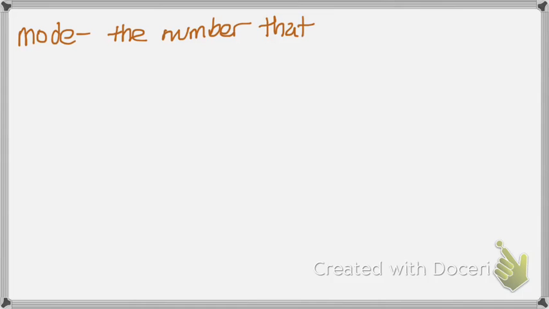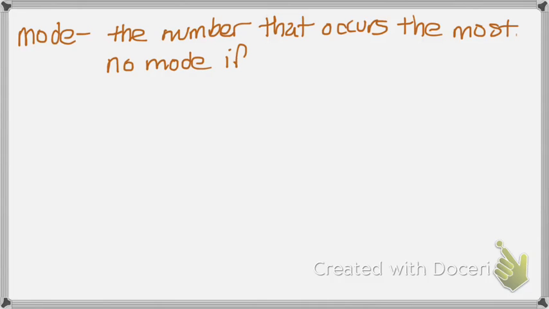So, continuing along, we talked about range and median. Mode is the number that occurs the most. So the number that you see in the list that appears the most, that's the mode. Sometimes there might be no mode, if there isn't one that occurs more than the others.